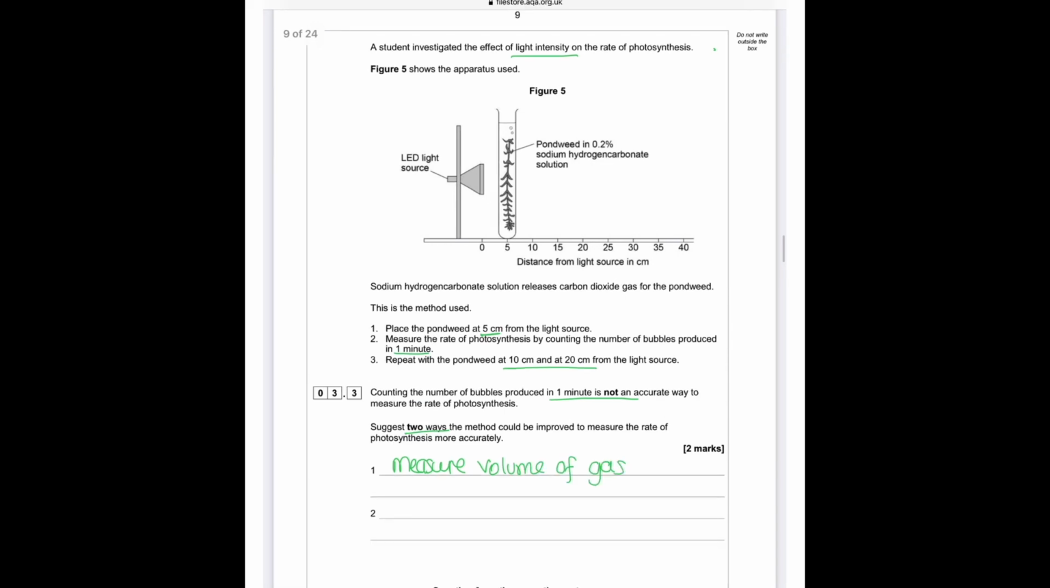So counting the number of bubbles in 1 minute is not an accurate way to measure the rate of photosynthesis. And we've got to make 2 suggestions how this method could be improved. So first of all, instead of counting the number of bubbles, what we could do is measure the volume of gas that's being produced. And then the second way is, instead of just looking at 1 minute, we could maybe increase the length of time that we're doing this for. So it could be a longer period of time.